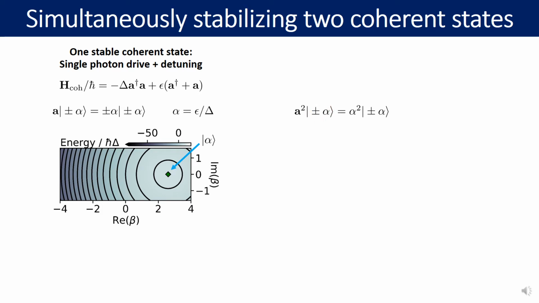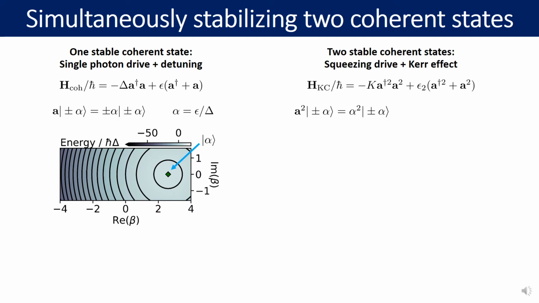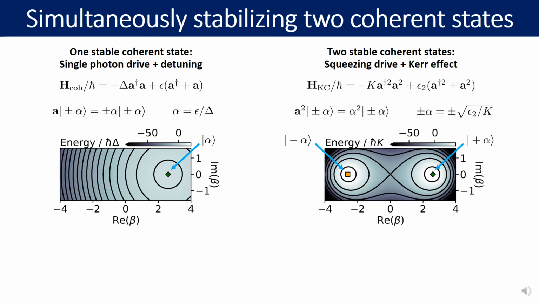And now we go and we apply the same trick to the Hamiltonian. And what you get is this Hamiltonian here, where you have a single mode squeezing, so a 2-photon drive of strength epsilon 2, and you have a photon number dependent detuning, which is of course nothing else than the Kerr effect of strength K, the Kerr constant. Let's do the same thing as before and plot the classical energy landscape corresponding to this Hamiltonian.